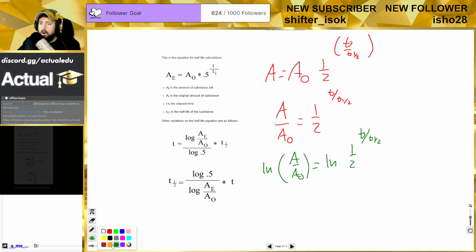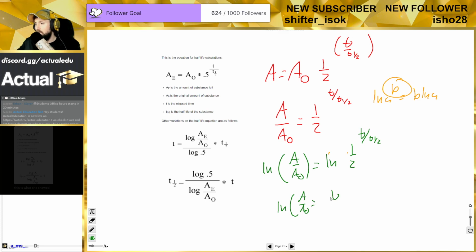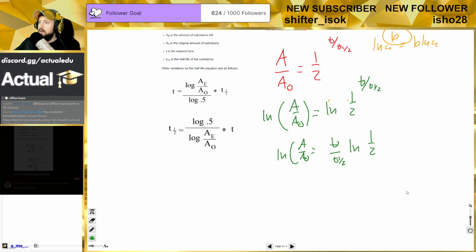The cool thing about natural logs is anytime I have the natural log of something to an exponent, the exponent can come all the way down. So for instance, ln of a to the b is the same thing as b ln a. That's the rule. This comes out front, okay? And so then we get ln of A over A naught is equal to t over t 1/2 times the ln of 1/2.